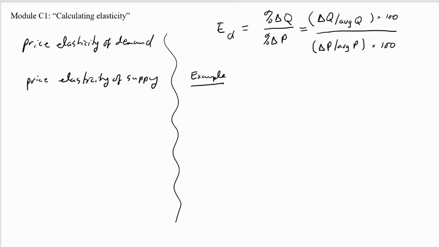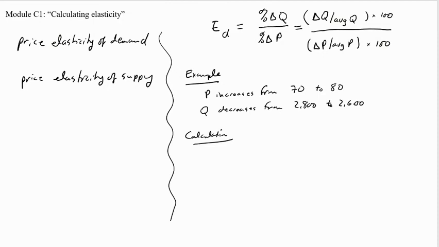An example could be that price increases from 70 to 80. And let's have quantity as a result of that decrease from 2,800 to 2,600 units of a particular good. To calculate the price elasticity of demand in this case, we have 2 pieces to deal with. First, the change in quantity, and second, the change in price.